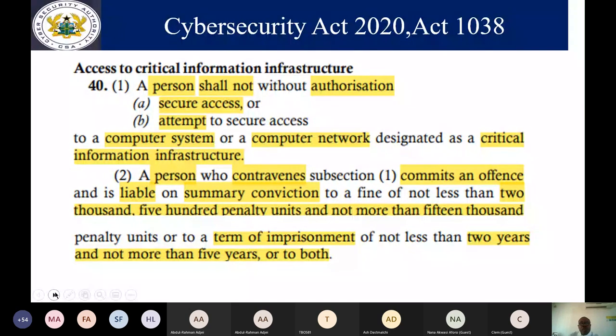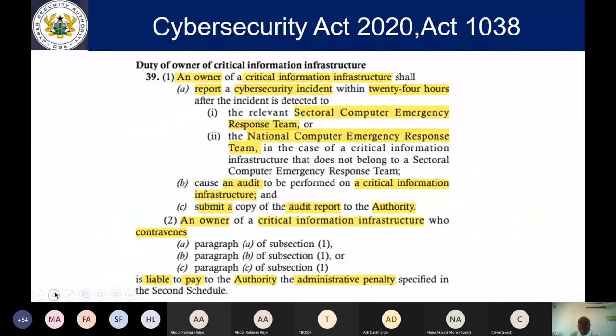Then also, the Cybersecurity Act identifies the fact that once you own an institution, a healthcare institution that can be defined or designated as a critical information infrastructure, you have to report any cybersecurity breach within 24 hours. Section 39, subsection 1A, says that the owner of a critical information infrastructure shall report a cybersecurity incident within 24 hours. It is clear. When there's a cybersecurity breach, you have to report it. It is clear that you have to report to the cybersecurity authority. You must report to the sectorial computer emergency response team or the national cybersecurity emergency response team.